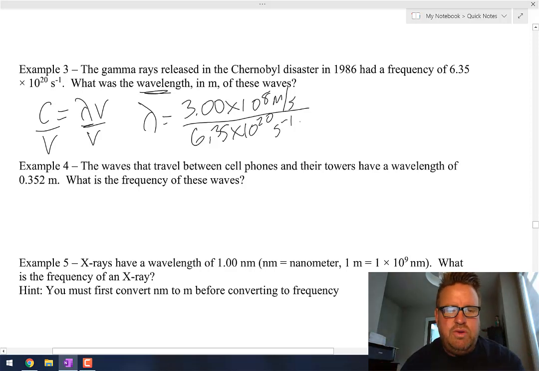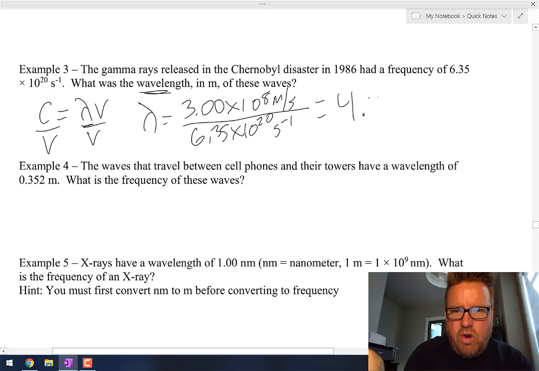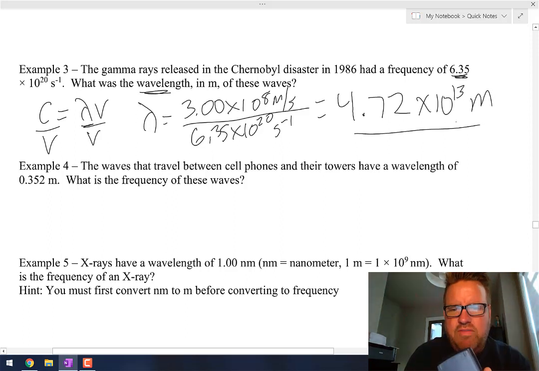And now I just put those numbers into my calculator. 3.00 times 10 to the 8th divided by 6.35 times 10 to the 20th. And sometimes, guys, I'm not perfect. Sometimes I'm going to make mistakes and type these in wrong. Sometimes I'll do it on purpose just to see if you're paying attention. But sometimes I'm just old and I screw up. So 4.72, again, notice 3 numbers here. So I'm using 3 numbers in my answer. So 4.72 times 10 to the 13th meters is my final answer.